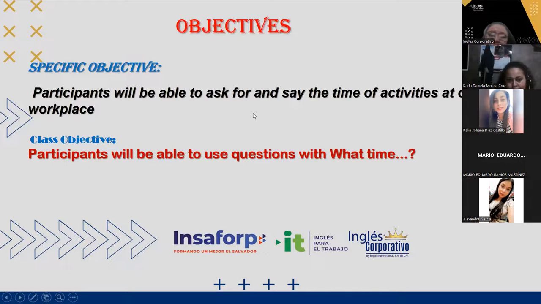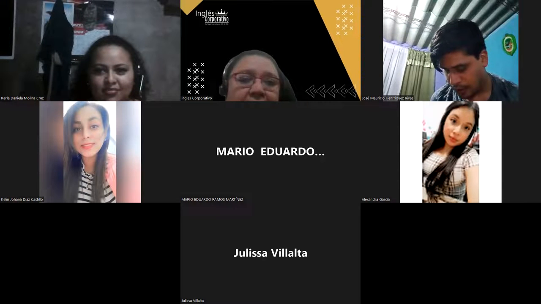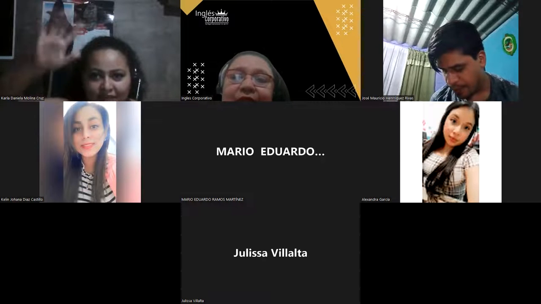So here we have the objectives. As every day, I need one volunteer in order to help me reading the specific objective and the class objective. Who's going to be that brave student? Who's going to help me reading the objectives? Only one, please. Okay, I'm going to choose the volunteer because I don't see any hands. Ah, Jose Mauricio, thank you.